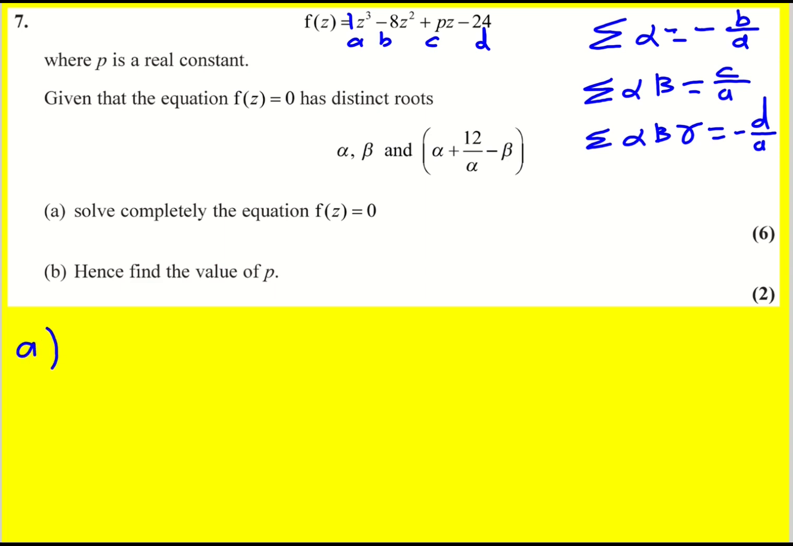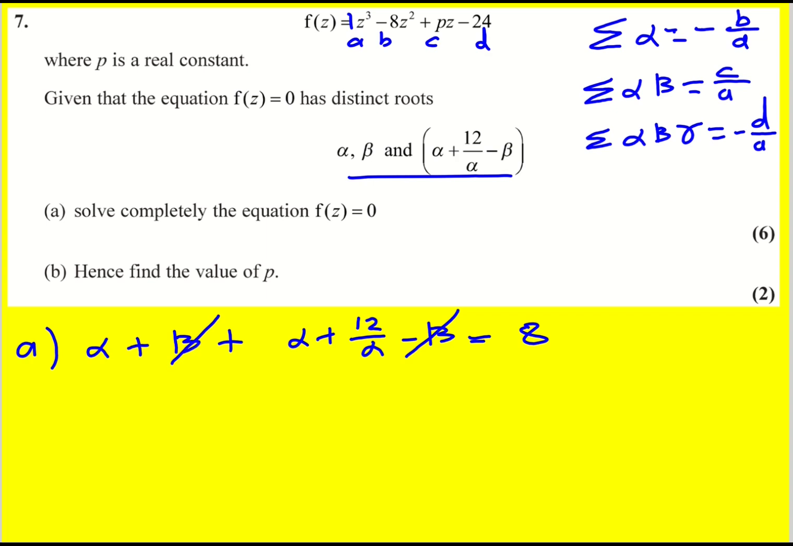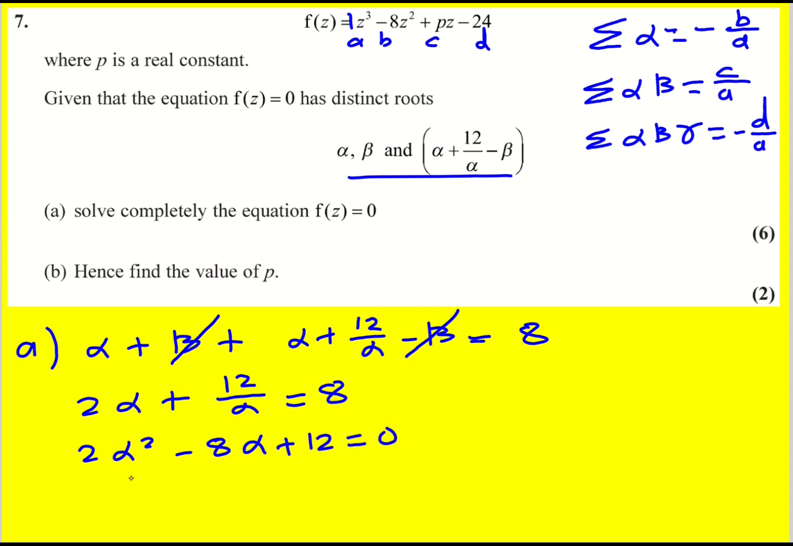So what we have here is alpha plus beta plus alpha plus 12 over alpha minus beta. That's the sum of these three. That must equal minus b over a, so that will be 8 over 1, or just 8. The betas cancel, which gives us 2 alpha plus 12 over alpha equals 8. And this is actually a hidden quadratic, so we can times through by alpha: 2 alpha squared minus 8 alpha plus 12 equals 0. Divide through by 2.